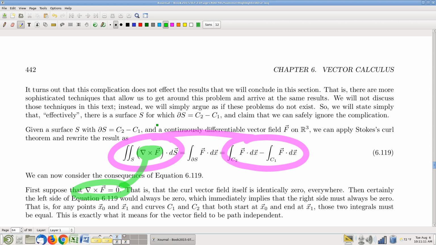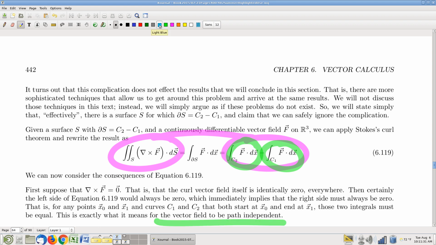Well, if the left side of the equation is zero, then it follows that the right side of the equation is zero, which means that this difference is zero, which means that these two line integrals on C1 and C2 are always the same. In other words, it would mean that this vector field here is path independent. That's just an immediate consequence. If the left side is zero, the right side being a difference, those two things in the difference are always the same. That's what path independence is.